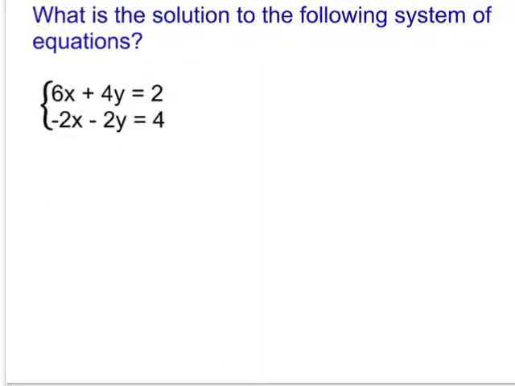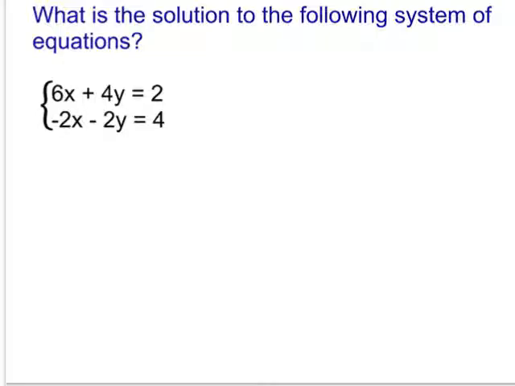All right, now with this one, notice that if we just started by adding straight down, we'd end up with 4x plus 2y equals 6. This would still have both the x and the y in it. That's not a good thing. So in this case, we're not going to start by adding them together. We're going to have to do something first.